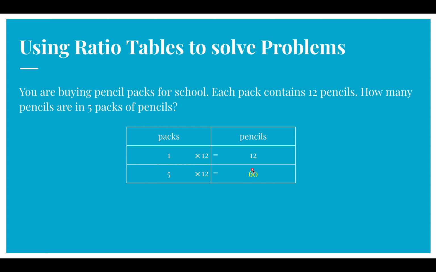So we can also use ratio tables to solve problems. Let's say you are buying pencil packs for school, and every pack contains 12 pencils. So how many pencils are in 5 packs of pencils? So we know that for one pack, we're going to buy 12 pencils. So we can set packs and pencils as our two variables. And for 5 packs, we're not sure how many pencils we need yet. So what we do, we divide the pencils by the packs. So we have 12 divided by 1, which is equal to 12. So all we have to do now is multiply our 5 packs times 12, and we know we're going to have 60 pencils in 5 packs.